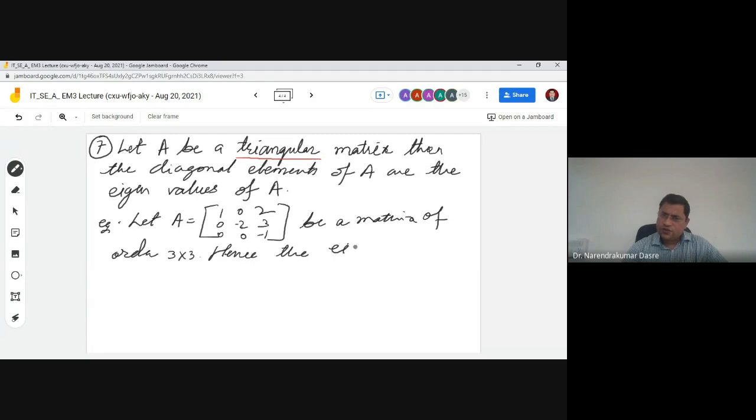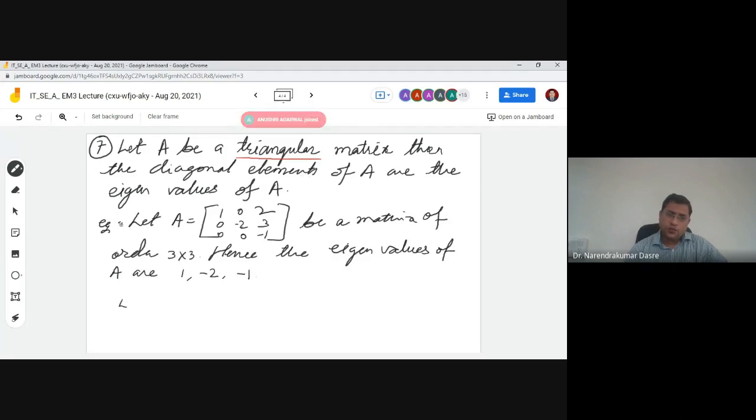Hence, the eigenvalues of A are, so what will be the eigenvalues? 1, minus 2 and minus 1, because these are the diagonal elements. So this way we are able to get the eigenvalues of a triangular matrix, whether it is upper triangular or lower triangular.